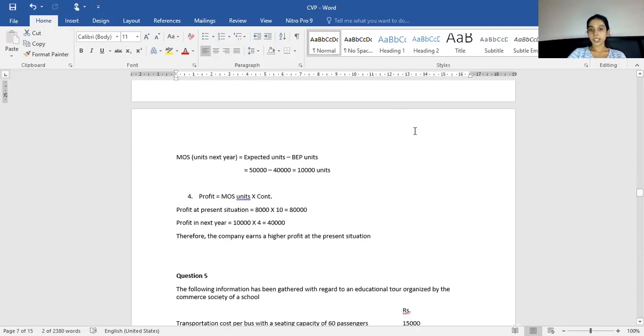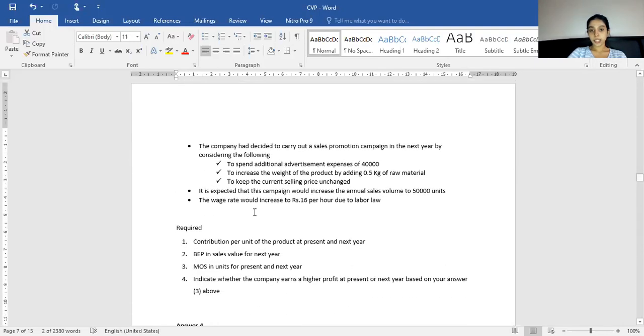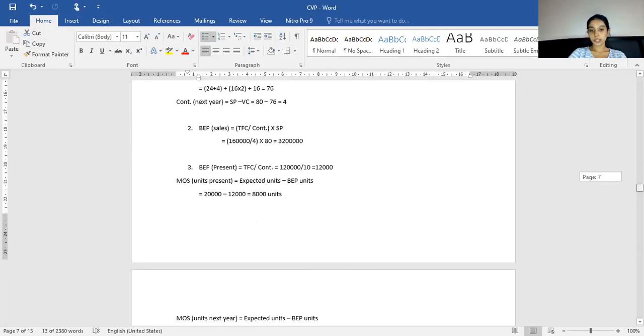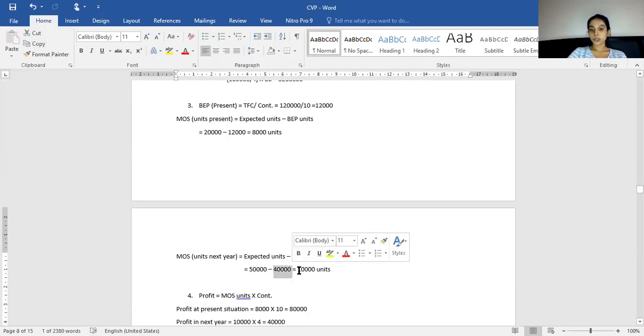And for the next year, expected number of units is 50,000. That is also given here. It is expected that the campaign would increase the annual sales volume to 50,000. Expected number of units is 50,000 and the break-even point we calculated as 40,000. So the margin of safety in units for the next year would be 10,000 units.